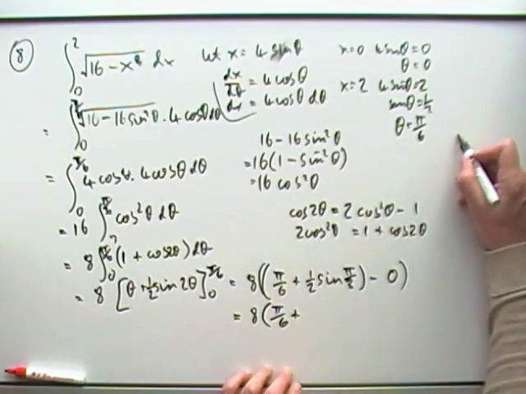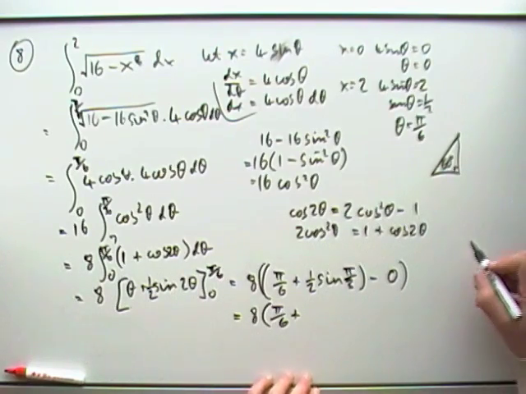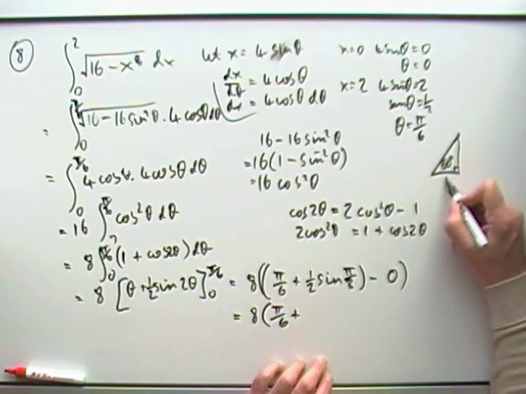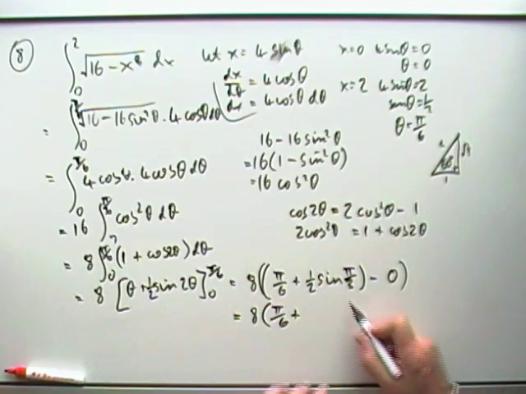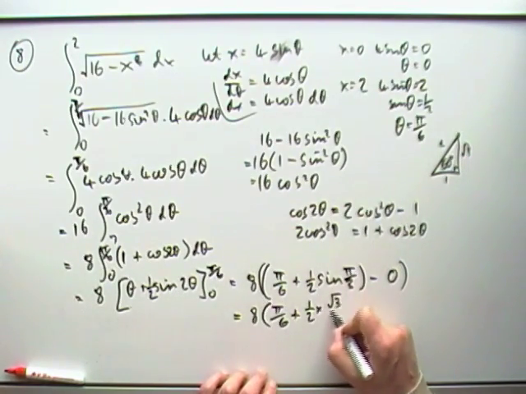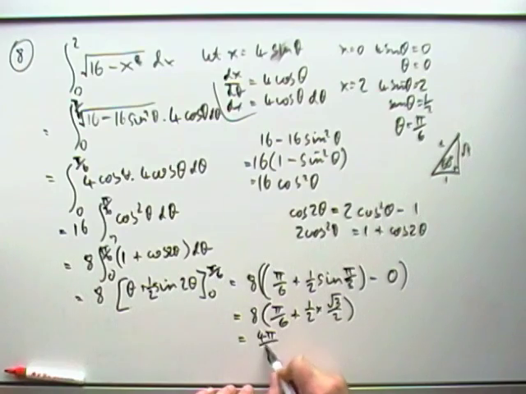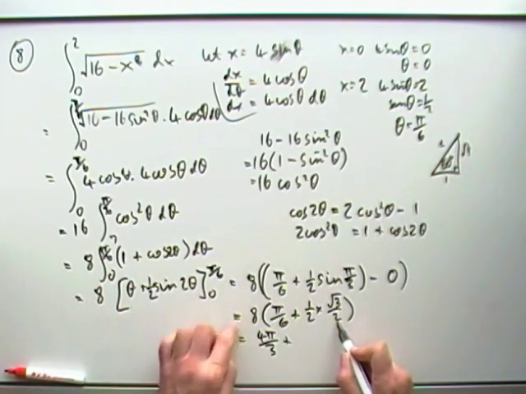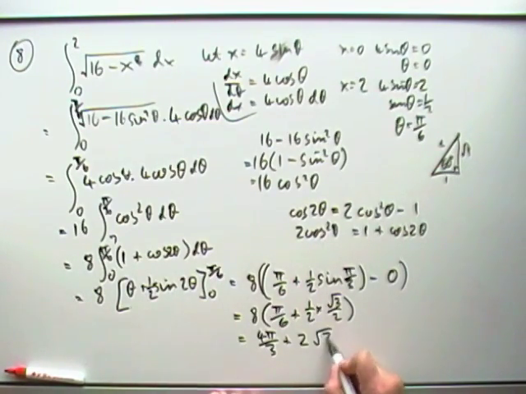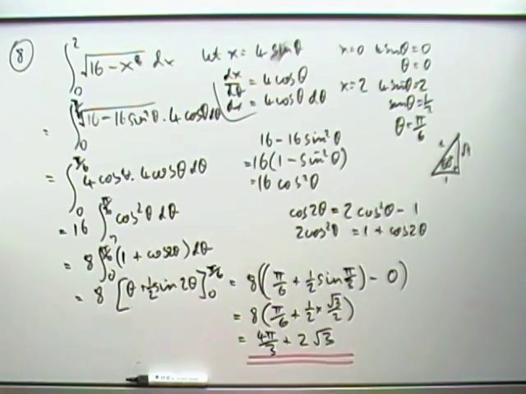So I've got 8 times pi upon 6 plus a half times sine pi upon 3, which is root 3 upon 2. If you don't remember that, you just have to remember your triangles. 60-degree triangle, 1, 2, root 3. Sine of 60, root 3 upon 2. So it's a half times root 3 upon 2. And then finally, just multiply out. 8 pi upon 6, cancel it down, 4 pi upon 3. That's a quarter, multiplied by 8 is 2, plus 2 root 3. So the final answer is 4 pi upon 3 plus 2 root 3.